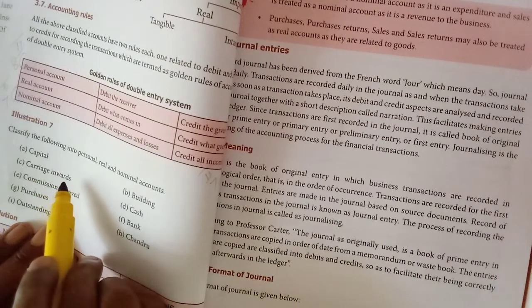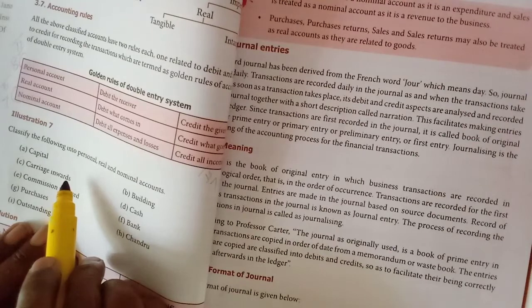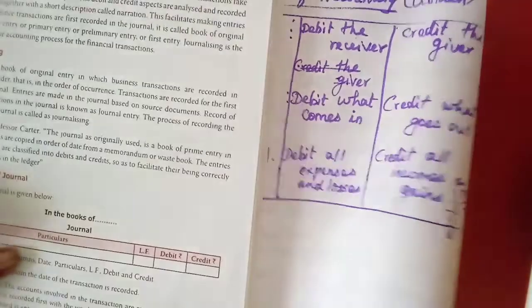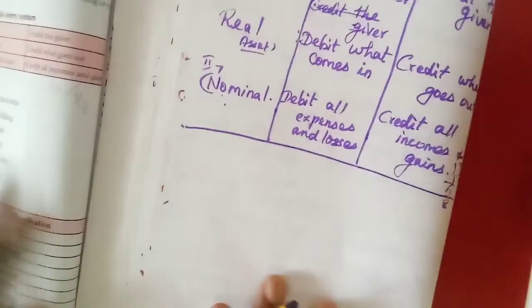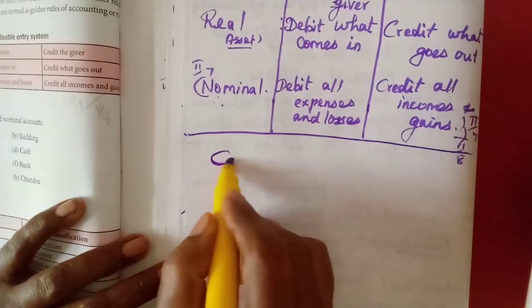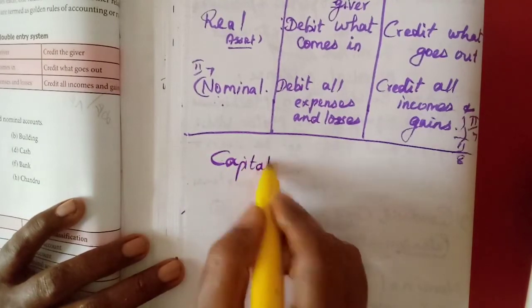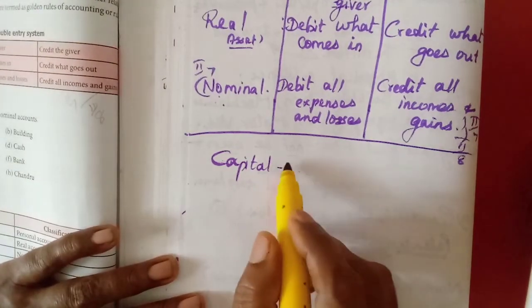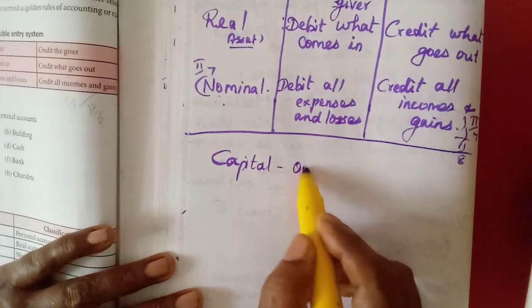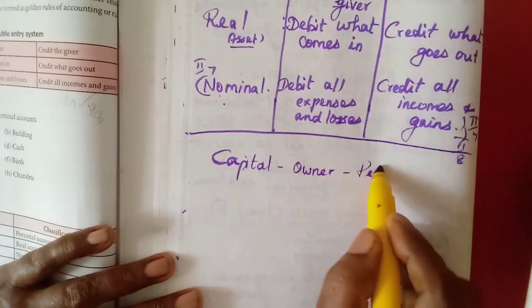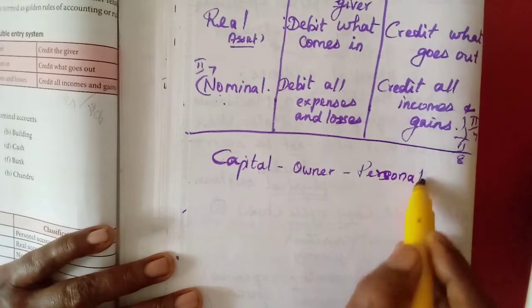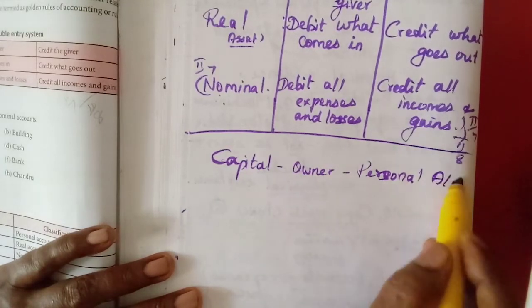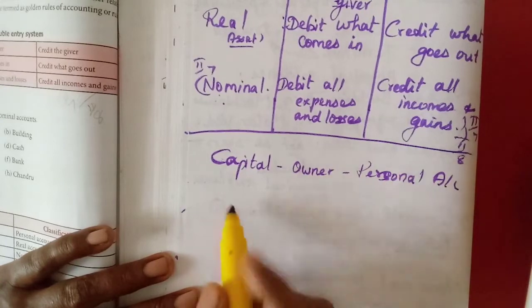Carriage inward. What is this one? That amount payable. Or do you want me to explain everything in the notebook? Okay, I will explain in the notebook what it is. Then only you will understand in future. Capital. I will explain in just a few sentences, then only you will understand. We know already, isn't it? Amount invested by the owner or proprietor. So it is related to a person, so personal account. It will ask whether it is personal account, real account or nominal account.